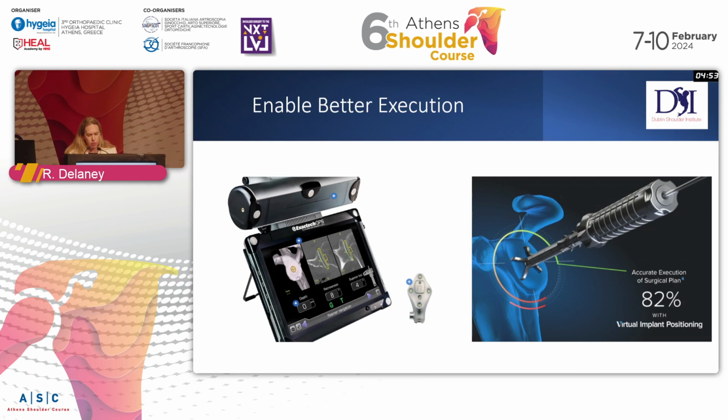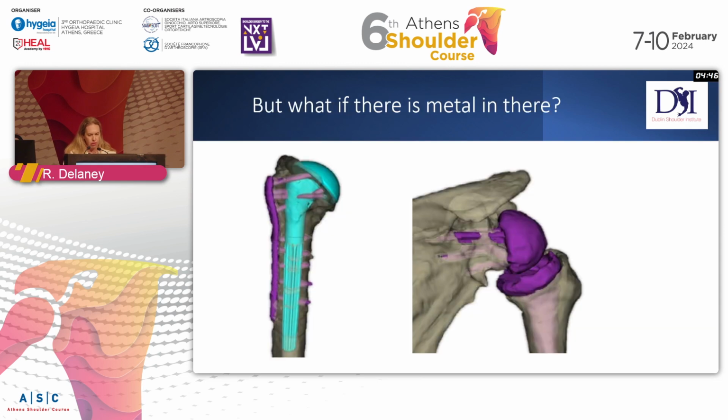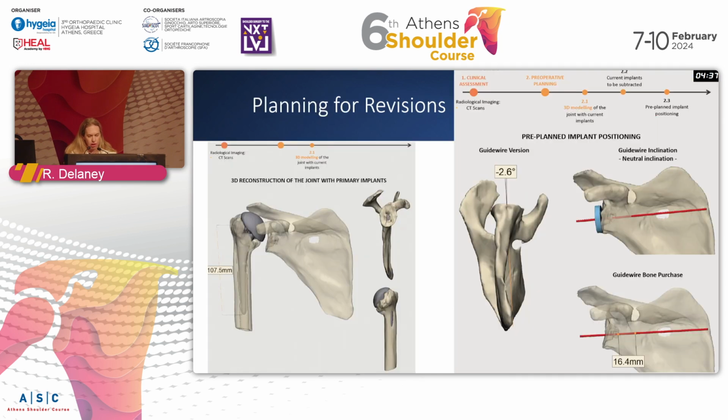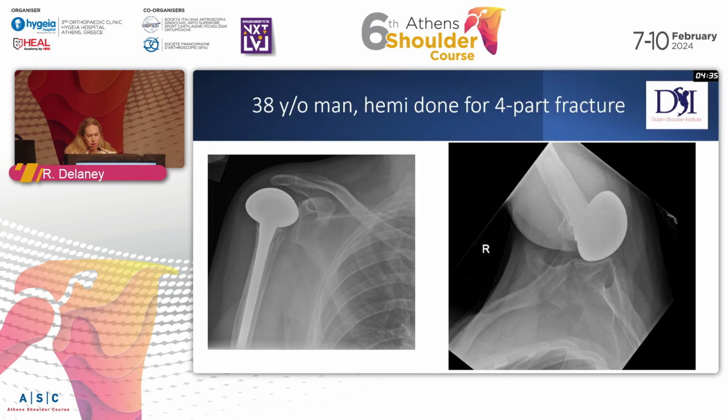There are multiple tools out there from different companies in terms of reusable patient-specific guides, optical navigation, all of these things that help us translate our plan into the surgery. We can now plan for revisions, so planning for reverse also now includes dealing with revisions and again understanding what's going on in the case and then making a plan that you can execute.